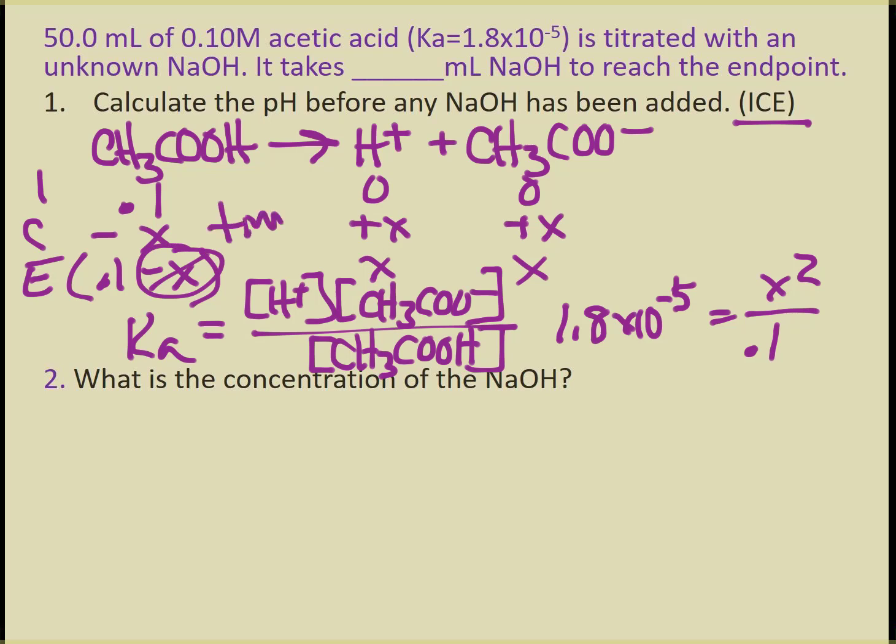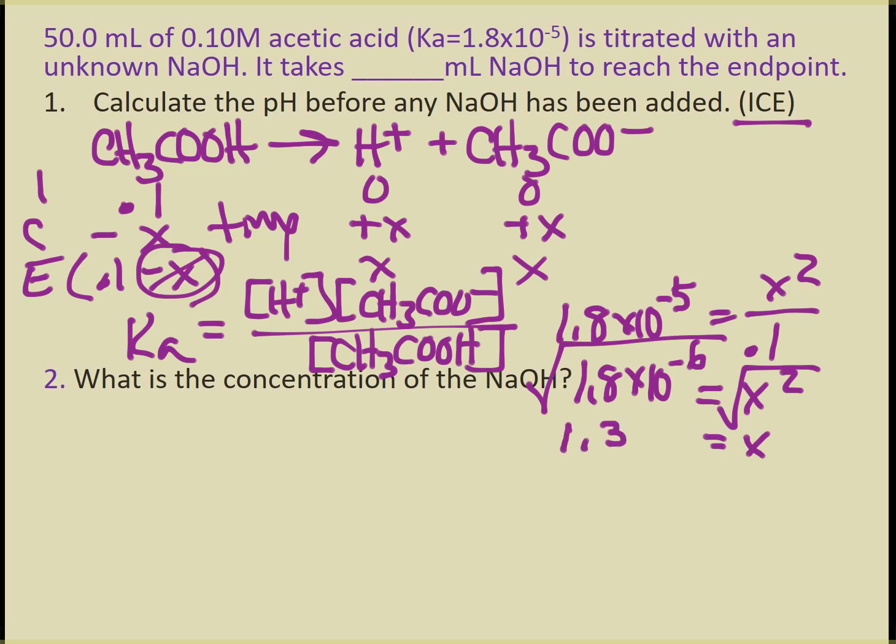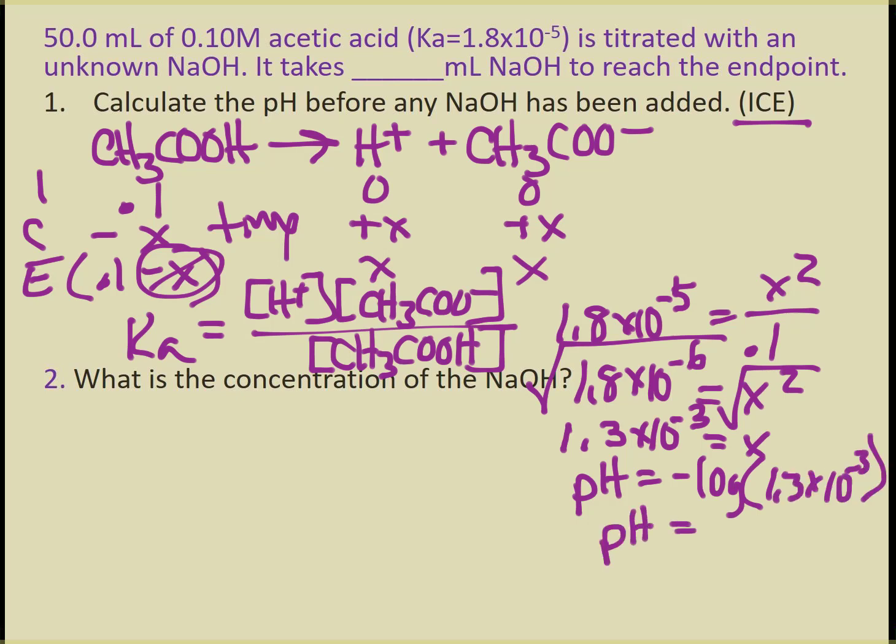This is tiny. If you just write that in your notes, you'll get credit for that. So I get x squared, and then I'm going to square root each side, and I have x is equal to 1.3 times 10 to the negative 3. And I'm going to take my pH. So my pH is equal to the negative log of my 1.3. And I get a pH at the start of 2.87.